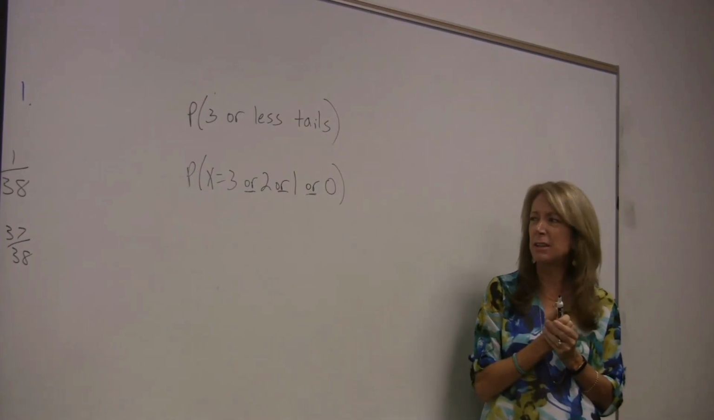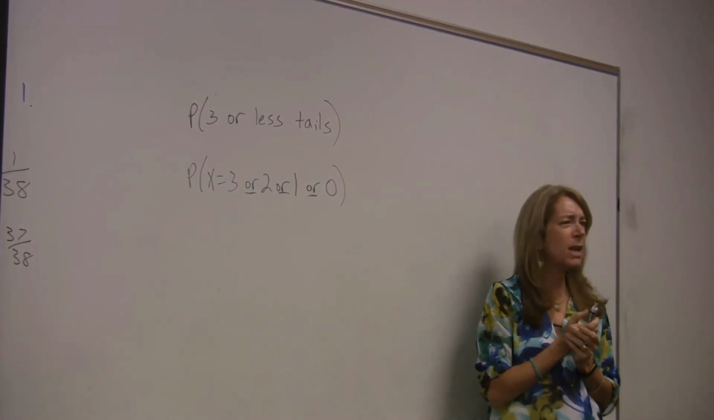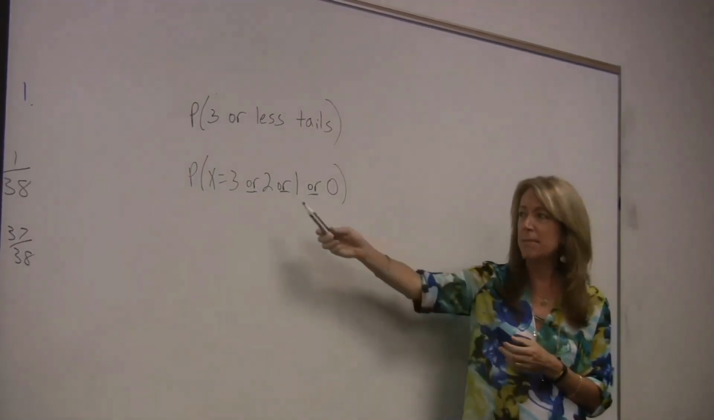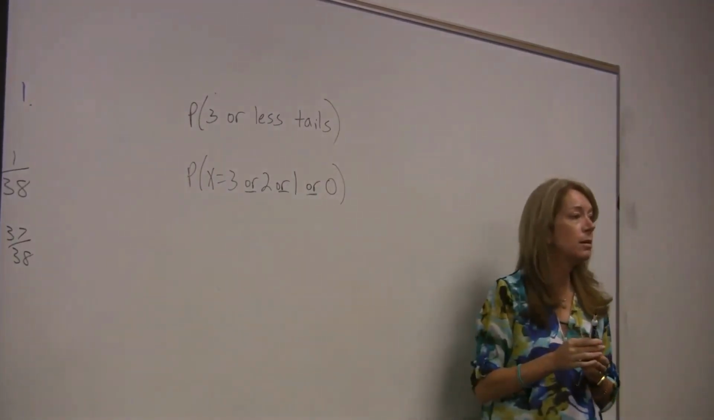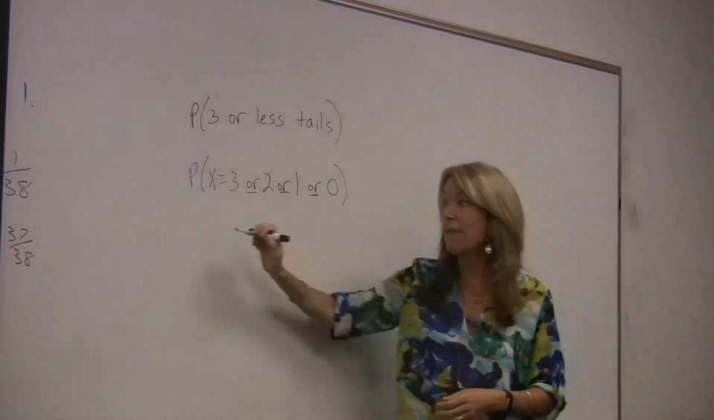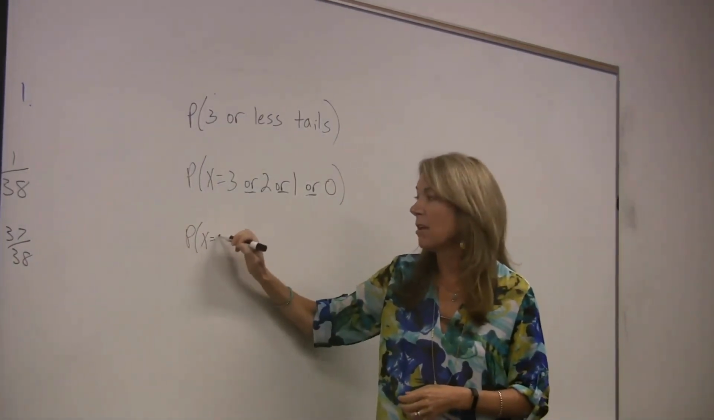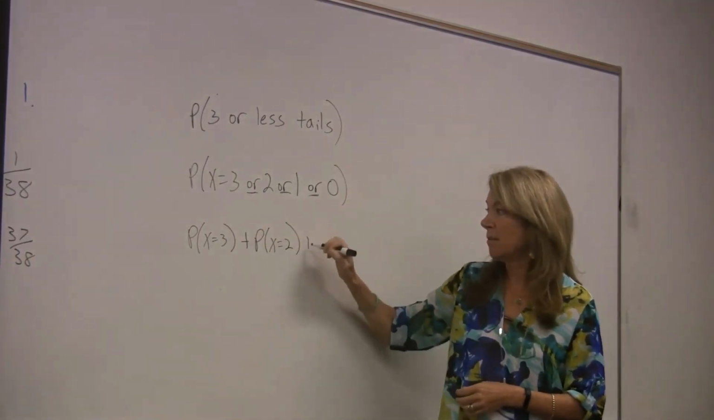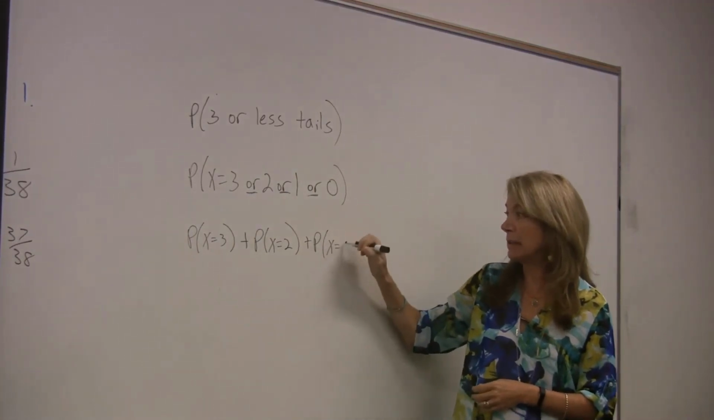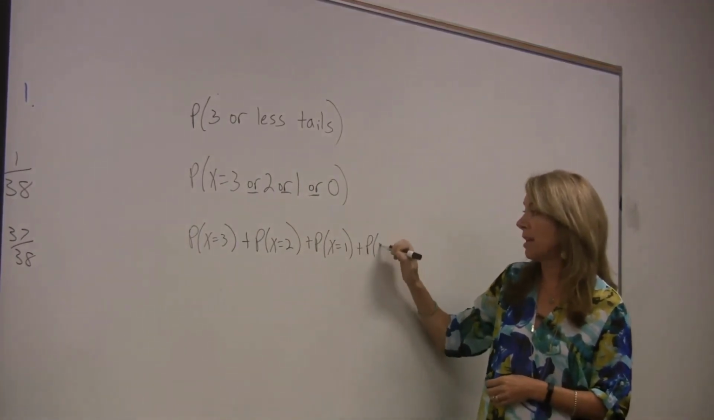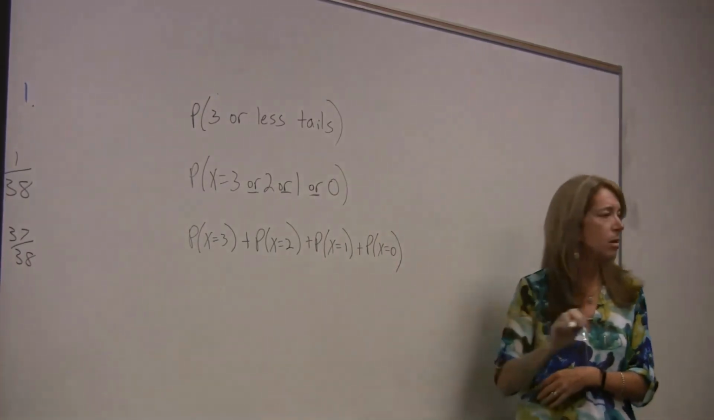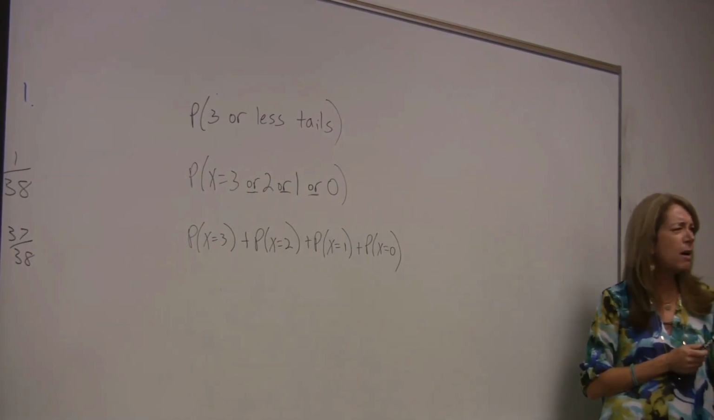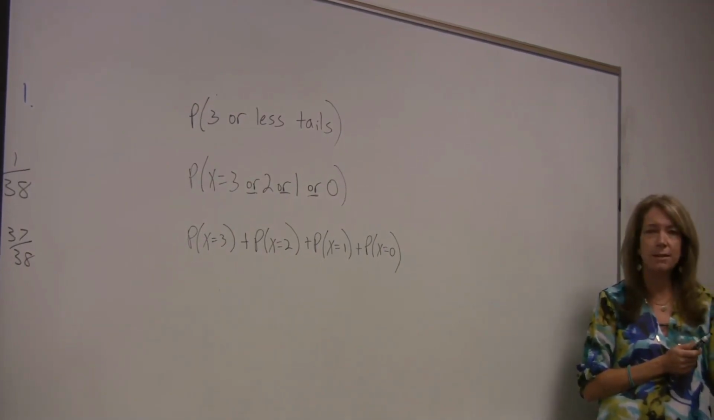So what do you think we'd have to do? Add what though? What are we adding? Add the probabilities. I would have to take the probability that X equals 3 plus the probability that X equals 2 plus the probability that X equals 1 plus the probability that X equals 0. Well, that doesn't sound like much fun at all. How would I get those 4 probabilities?